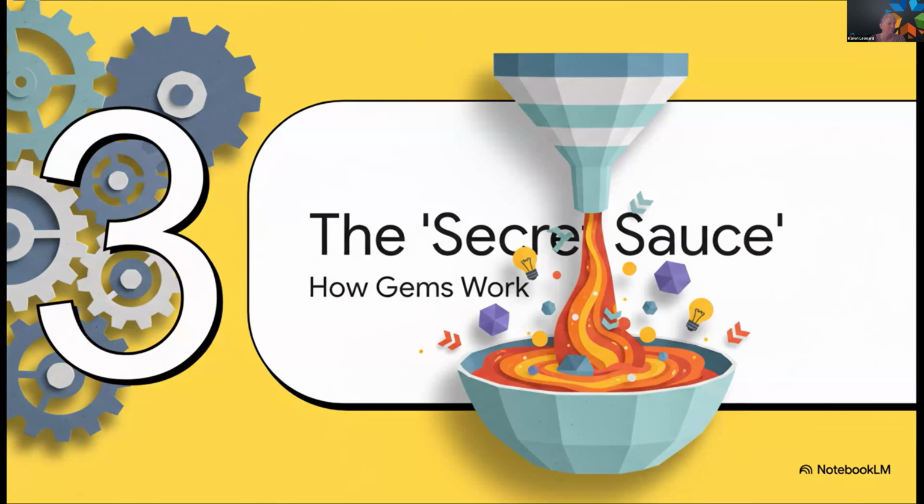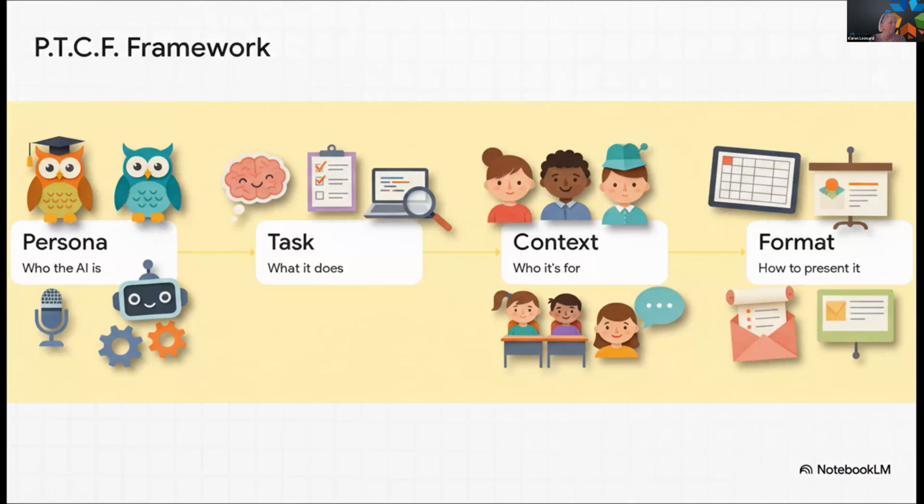Okay, so you're probably thinking, this sounds great, but is it complicated to build one? And the answer is no. It's not about complex coding or anything like that. It's all about a simple but really powerful framework, kind of like the secret sauce for giving your AI the right instructions. The framework is called PTCF, and it's just 4 simple steps.